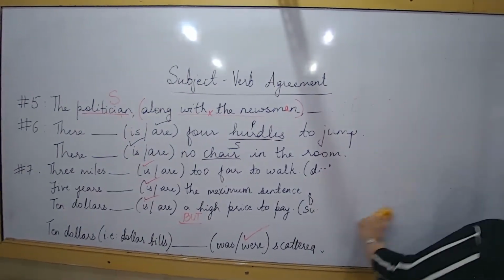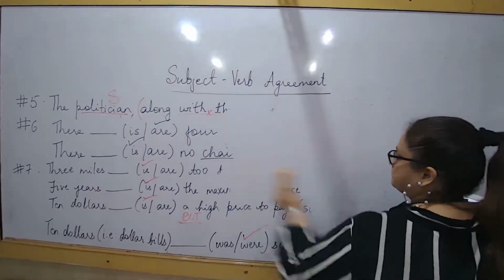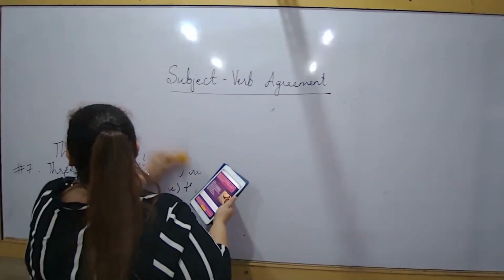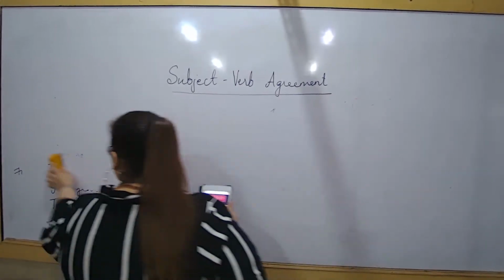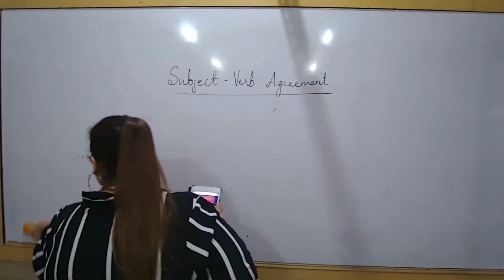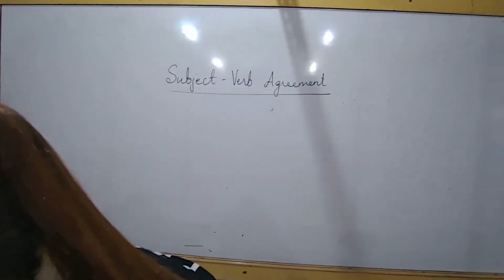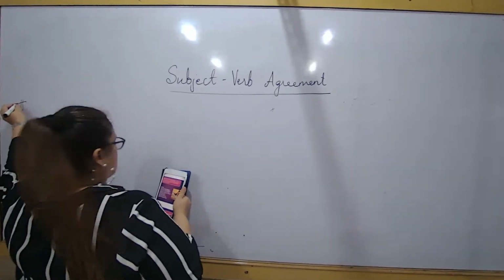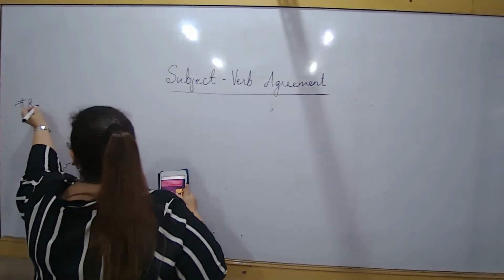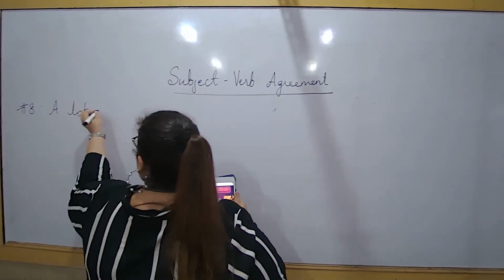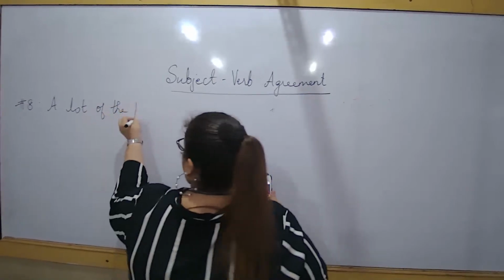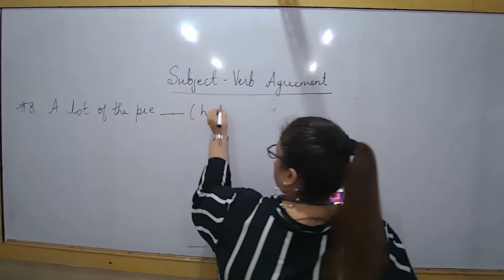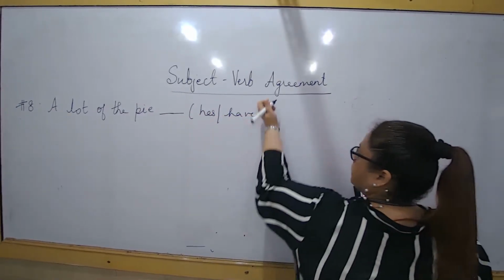Write the example. A lot of the pie dash, then has or have, disappeared.